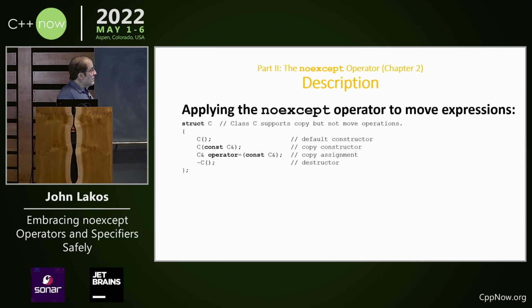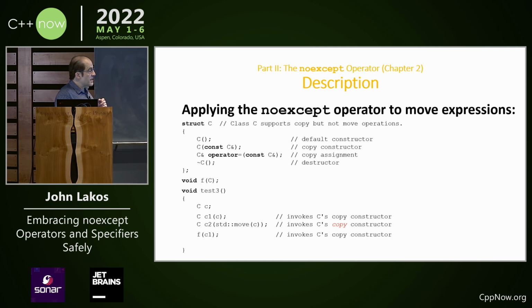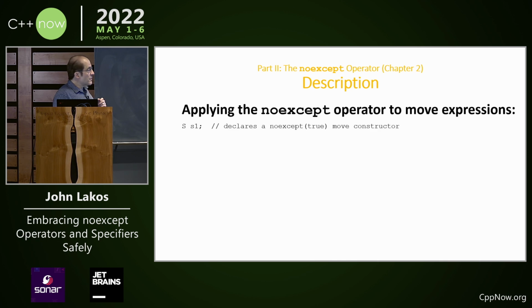All right, so then we have some more of this, applying the noexcept operator to move expressions. And the thing here is, if you don't have a move constructor, all you've got is the copy constructor, then that's what you're going to get if you try to move something. Unless the thing you're trying to do throws, in which case you're not going to do it. So to be a little bit clear here, this right here invokes C's copy constructor, and again, this invokes C's copy constructor, and that invokes C's copy constructor because C doesn't have a move constructor.